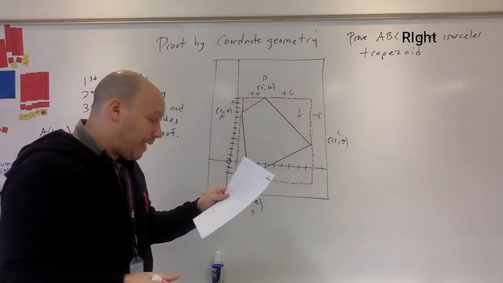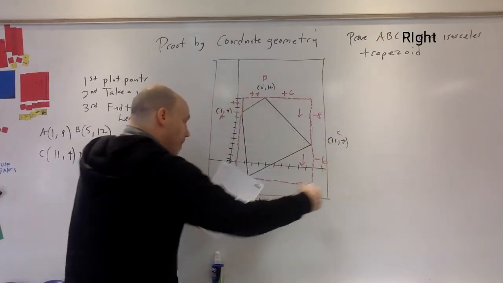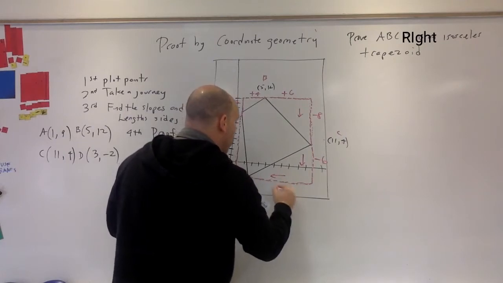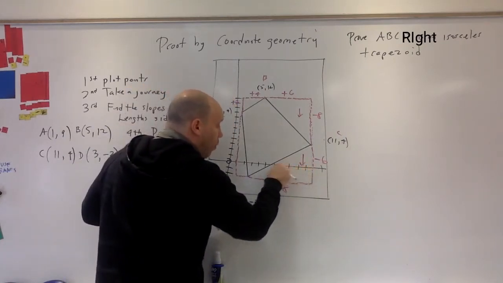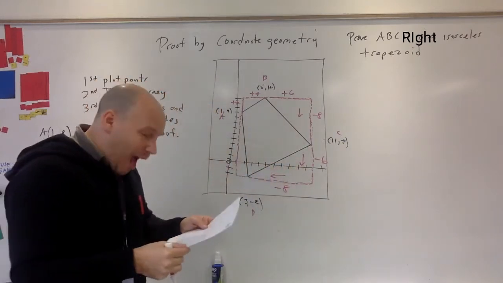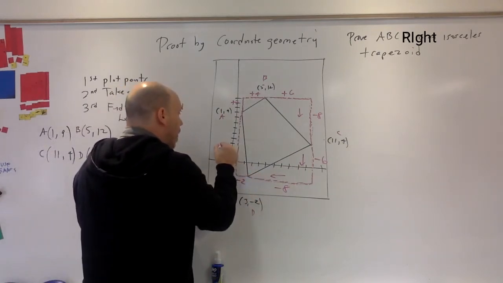How did I go from C to D? Well, I had to go down, so it's -6. And then I had to go to the left. Remember, going to the left, that's also negative. And you're literally counting the squares: 1, 2, 3, 4, 5, 6, 7, 8. Now the last journey. How do I get from D to A? Well, 2 to the left and 11 up.